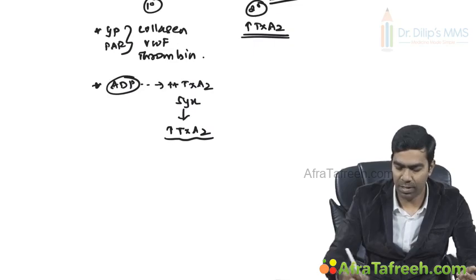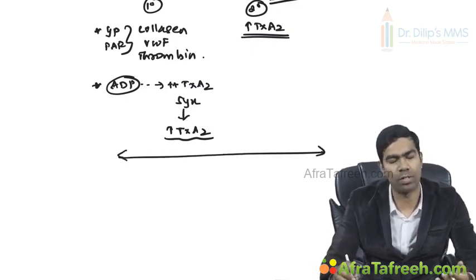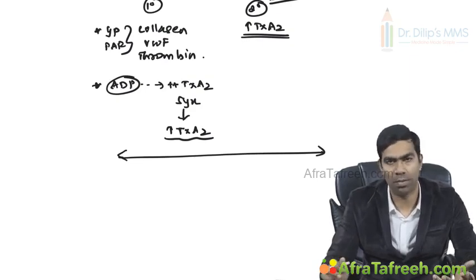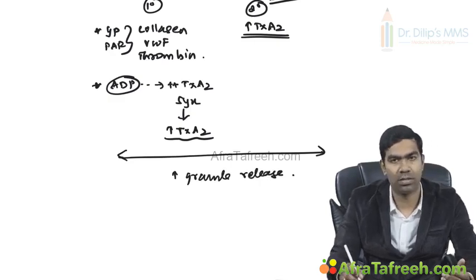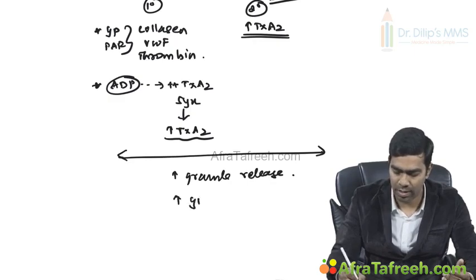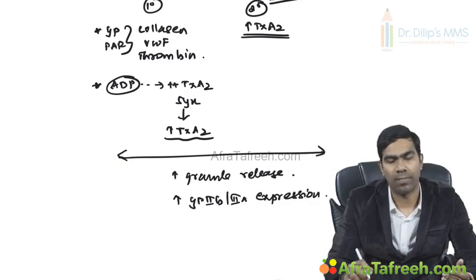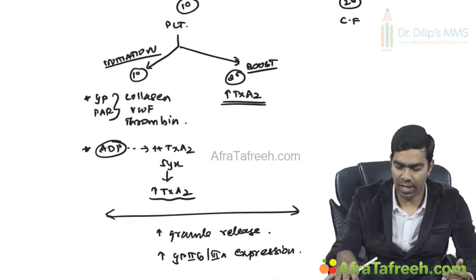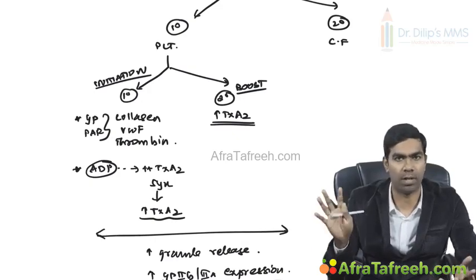Whatever may be the mechanism, I told you numerous mechanisms in the previous section, the final result is that the granule content release increases. They empty the granules, and second, they increase the expression of a receptor called GP2B3A. Expression is going to increase. Clear? So this is what is happening here. This is the entire platelet plug. By this, they form a temporary platelet hemostatic plug.